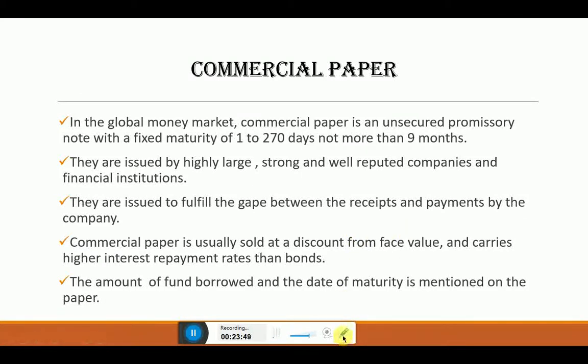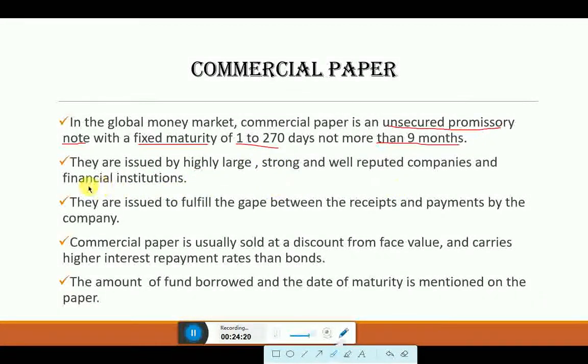So you have to remember that commercial paper, number one, it's unsecured promissory note, which means that there is more risk, there is no guarantee, it's not backed by any security. Number two, it has a fixed maturity period which starts from 1 to 270 days. It cannot be more than 9 months, right? They're issued by highly large, strong and well-reputed companies and financial institutions.